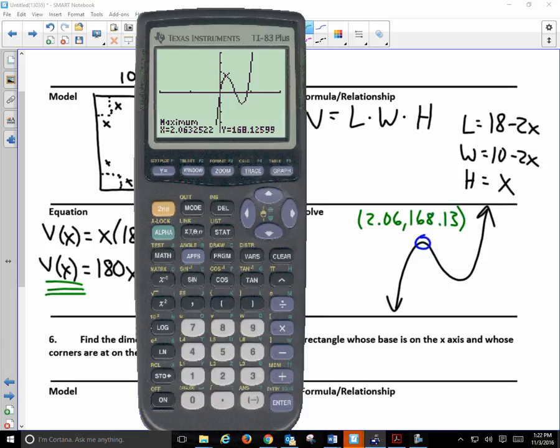Okay. Let's interpret the answer. What is the problem asking for? Is it asking for the dimensions or the volume? The volume. Do one of the numbers up there represent the volume? What is it? It's Y. So it's 168.13 inches cubed. Yes, that is your answer.